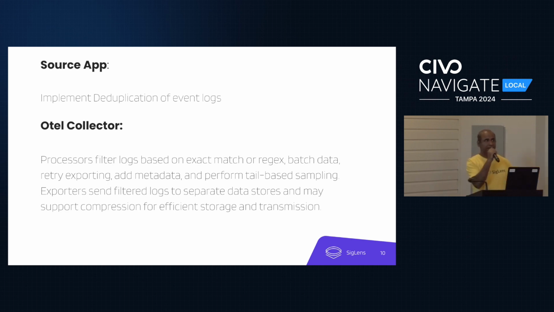On the collector side, filter the logs, do regex matching, do deduplication, do tail-based sampling. These are some of the things that you can do at the front before it reaches the destination. So your log volume, your observability volume, is really low.